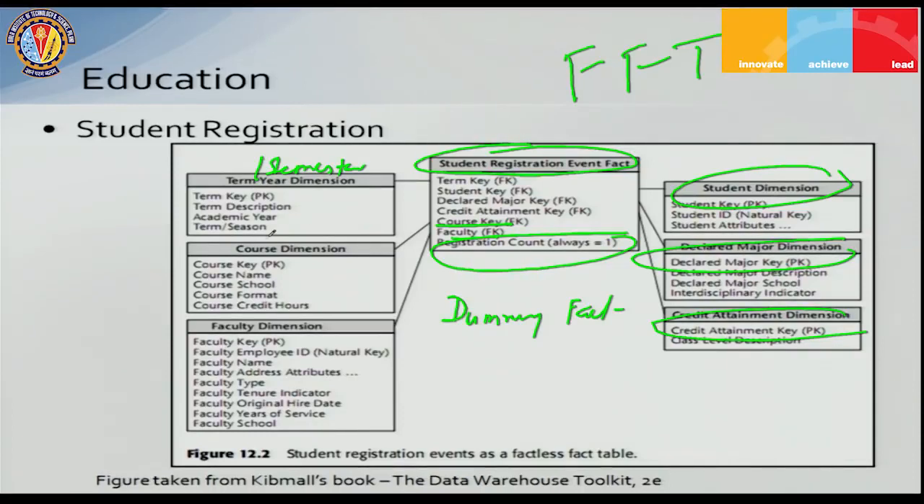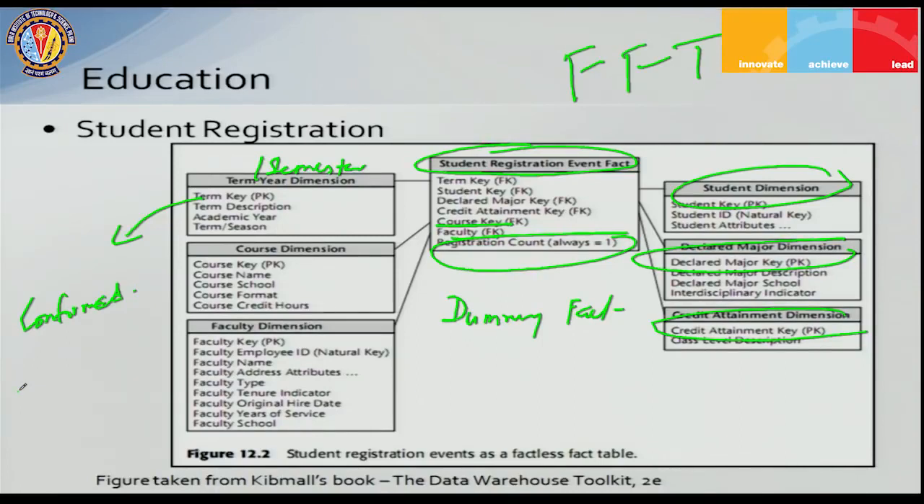And you can see the dimensions. There is a term, year, semester dimension, which is actually a conformed dimension. So when we go to the education case study or the academic data warehouse case study, this is a conformed dimension. And then there is a course dimension, there is a faculty dimension, there is a student, and there are two other dimensions which are called selected major, declared major, and credit attainment dimensions. So this is the student registration.